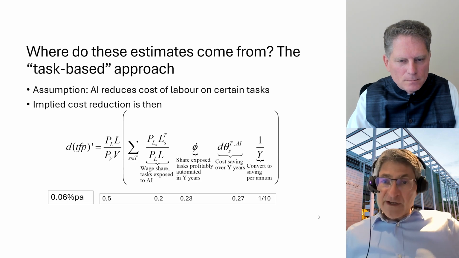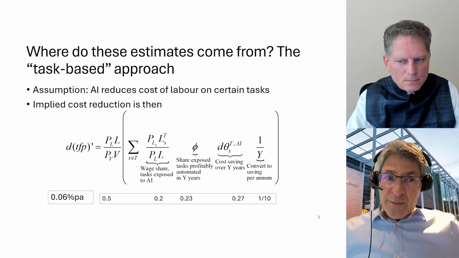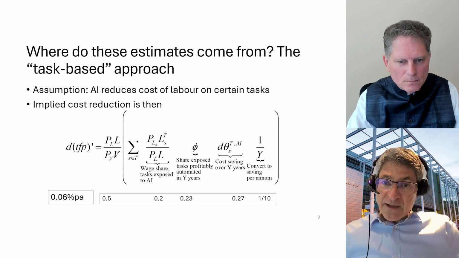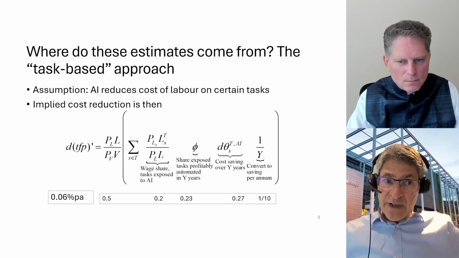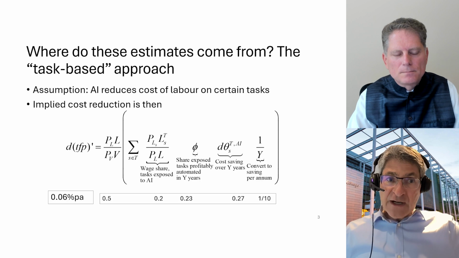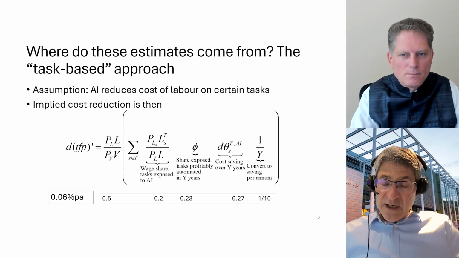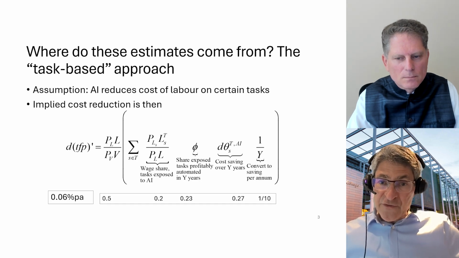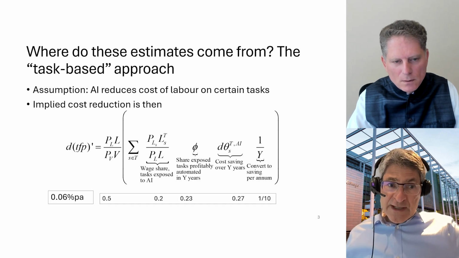Where do those other estimates come from? I hope you can see that if you thought the cost savings were higher, that 0.27 would go up. If you thought the share of tasks which could be automated was higher, that 0.23 could go up. If you thought things were coming faster, that tenth might become a fifth, and so on. Okay, I'll return to that in a second.